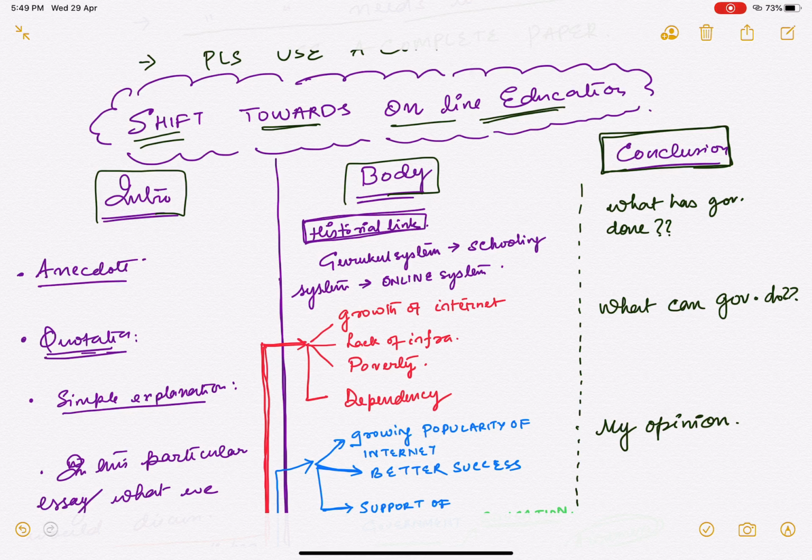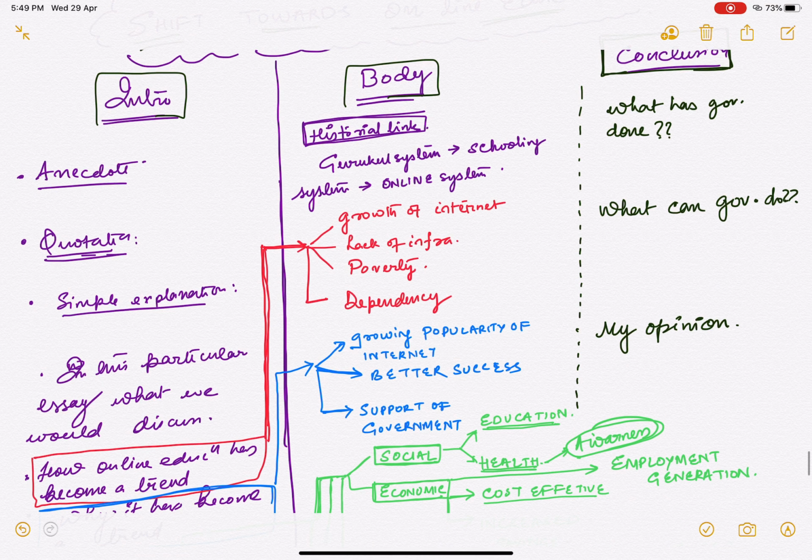Now, in the intro you can start with an anecdote, quotation, or simple explanation. But again, whether you are going to start with the anecdote, the quotation, or an explanation, it has to be written in the blueprint. Please remember this, you have to write this in the blueprint.